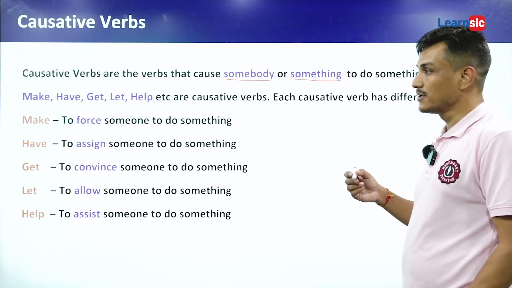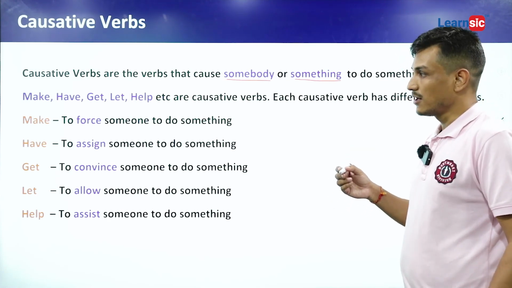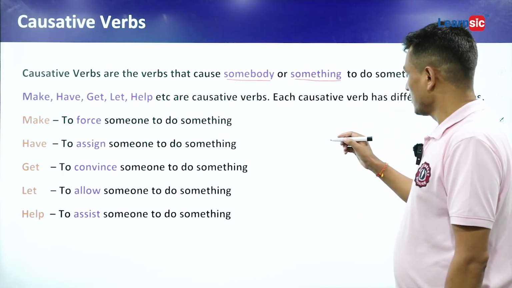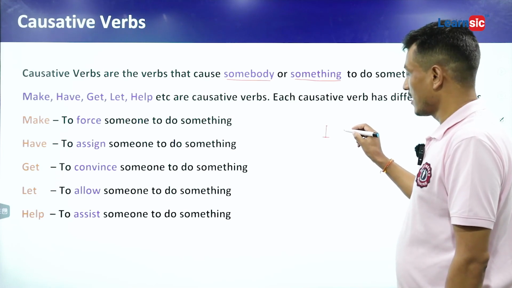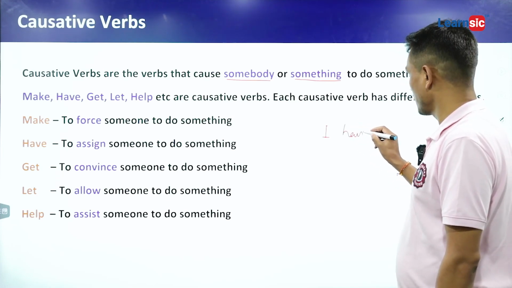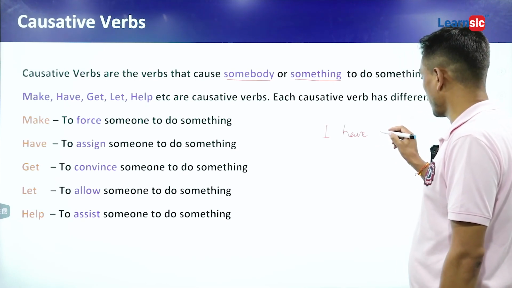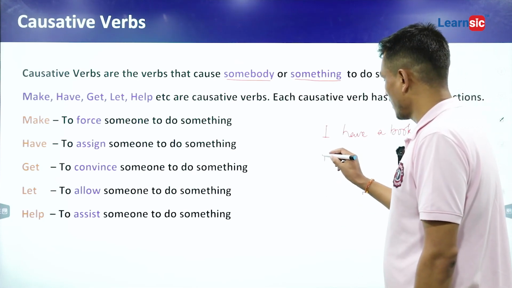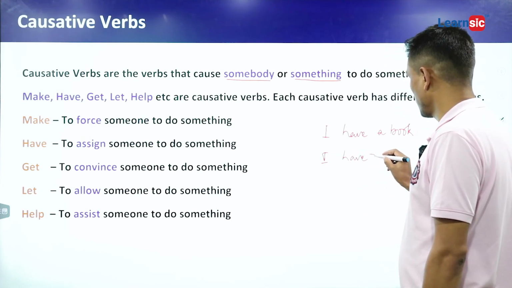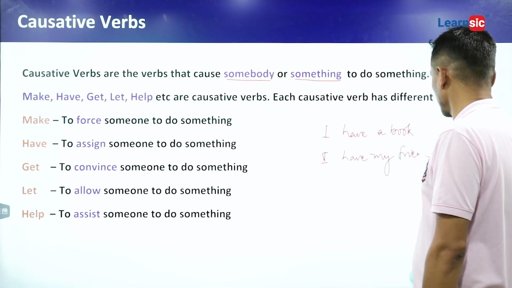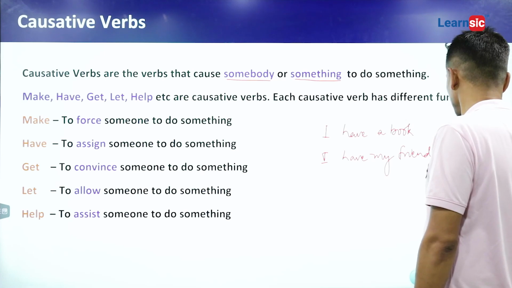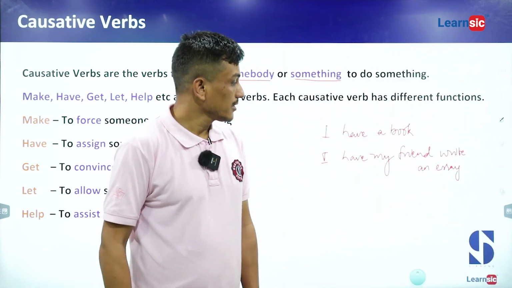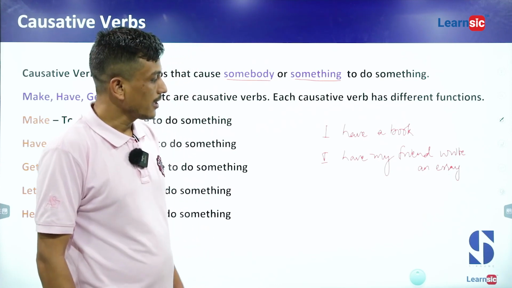Let me show how the very verb can sometimes be an action verb, or main verb, and sometimes be a causative verb. Here's an example. I have a book. I have my friend write an essay.